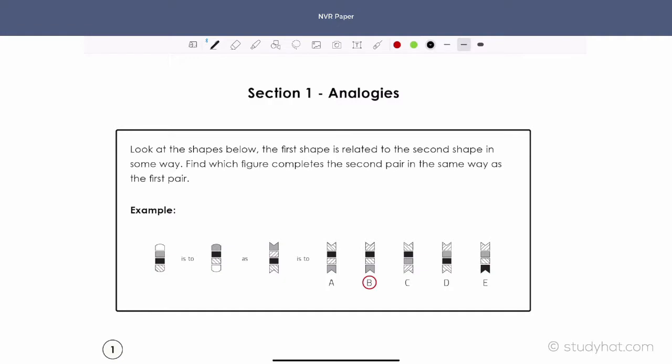So, if we have a look at the example one, we can see what's happened with the colours. Can you see that they have all gone up one? So this has gone up here, this has gone here, and the stripes have gone there, and then the white has gone down the bottom. So we're going to be looking for one where this is at the top, this is the second, this is the third, and that's at the bottom. And you can see that is answer B. Okay, the shapes haven't changed, just the patterns.